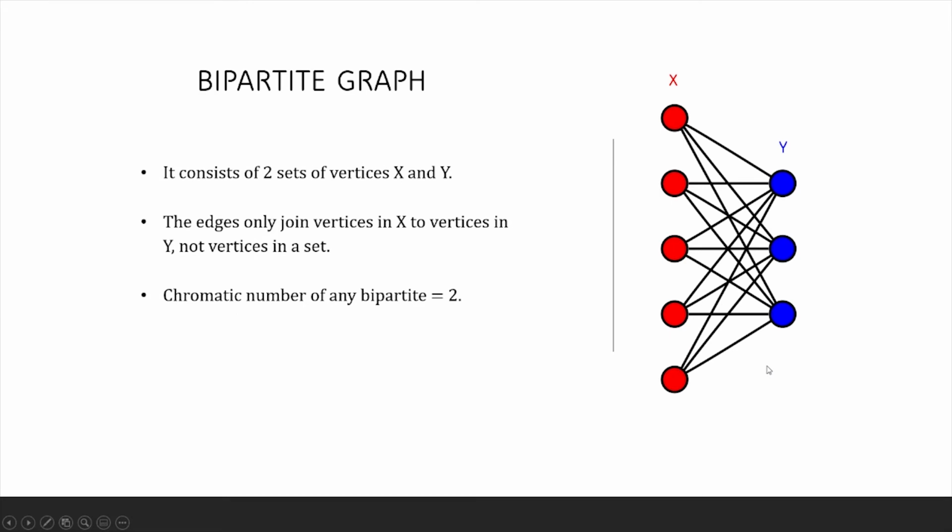The next one is the bipartite graph. It consists of two sets of vertices, X and Y. Here, X is the red vertices and Y is the blue vertices. The edges only join vertices in X to vertices in Y, not vertices within the same set. It means vertices in the X set will not connect with the X set. They will connect to the other set. So X will connect to Y only, and Y can also only be connected to the set of X. The chromatic number of any bipartite graph is equal to 2, one and two.